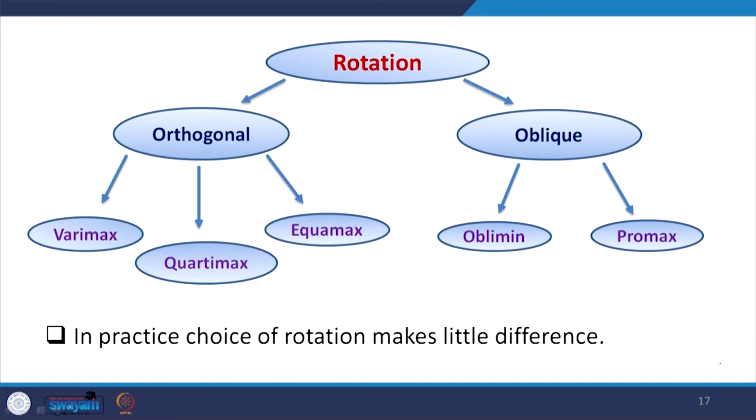Rotation is observed through two approaches: one is called orthogonal, another is called oblique rotation. Orthogonal rotation is usually of three types: Varimax, Quartimax, and Equamax. Another is the oblique method of rotation, broadly Oblimin and Promax. Now, let me give you the choice of rotation which is practiced.